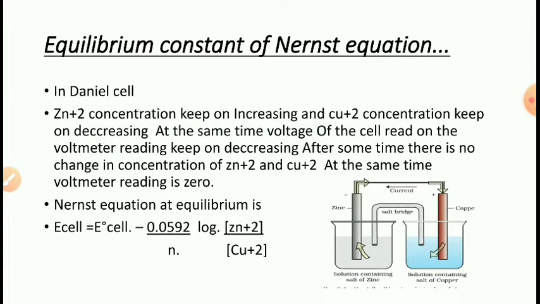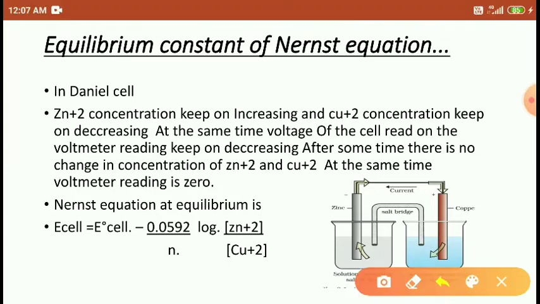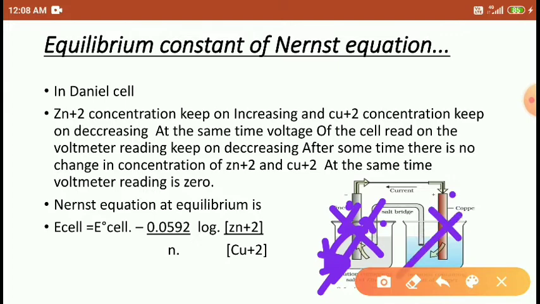Equilibrium constant of the Nernst equation. In this galvanic cell, equilibrium is attained between the first half cell and the second half cell. Equilibrium attained means the zinc atom oxidizing into zinc ion has stopped, the copper ion reduction over the electrode has also stopped, the reaction has stopped, and there is no flow of electrons. That is the equilibrium condition. Right, friends?